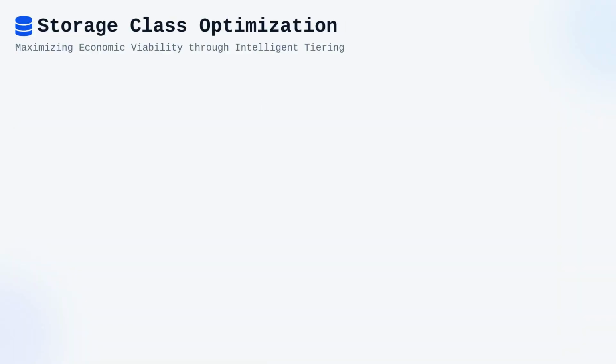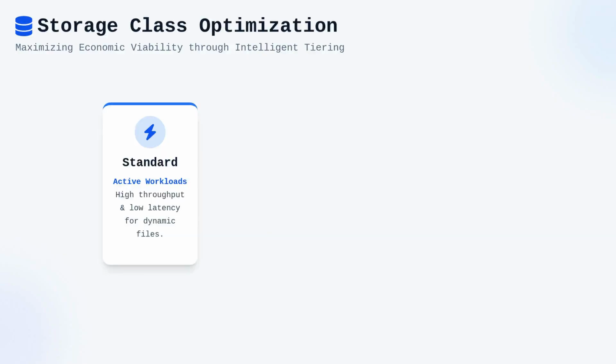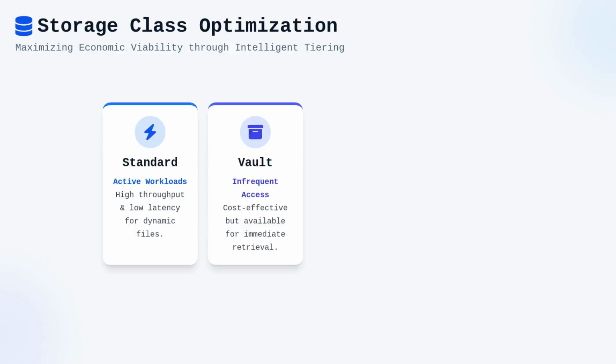The economic viability of your storage strategy depends heavily on choosing the correct storage class, as one size rarely fits all requirements. The standard storage class is meant for active workloads where data is accessed frequently, providing high throughput and low latency for your most dynamic files. When your needs shift toward data that is touched less often but must remain available for immediate retrieval, the Vault class provides a more cost-effective alternative.